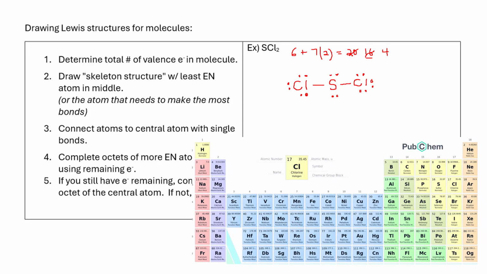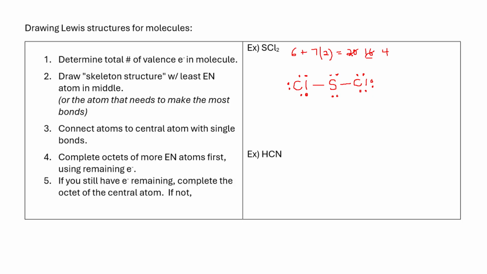Okay, so if we take a look then at the next step, we have HCN, okay, and then it does say we have another little step here. It says if you still have electrons remaining, which we didn't, right? We used up all 20 of our original valence electrons in this molecule. So this molecule is fine. It's done. Nothing else needs to be done. Okay. So we put the remaining electrons on the central atom.